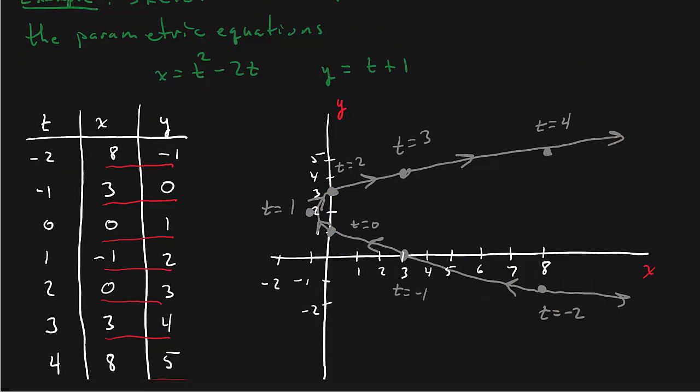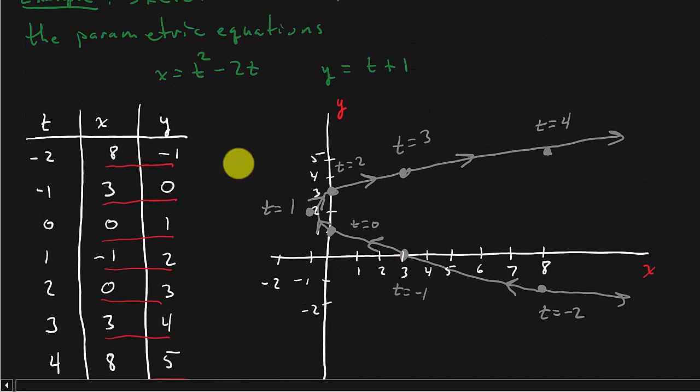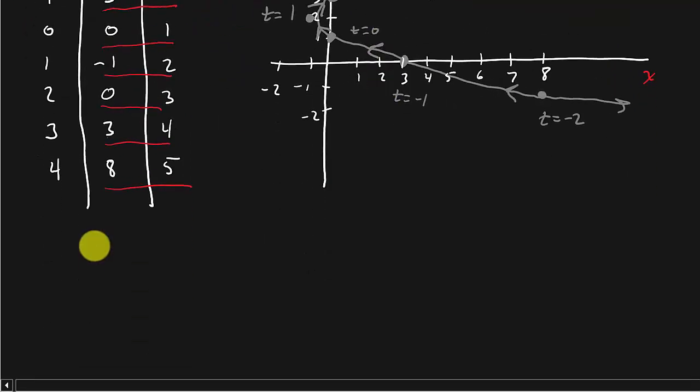Now, let's look at this graph here. What is that graph? That's a parabola, isn't it? So let's verify that. Let's show that this is a parabola. What we can do is take these parametric equations and eliminate the parameter. So I'm going to rewrite these parametric equations down here. That was x equals t squared minus 2t and y equals t plus 1.